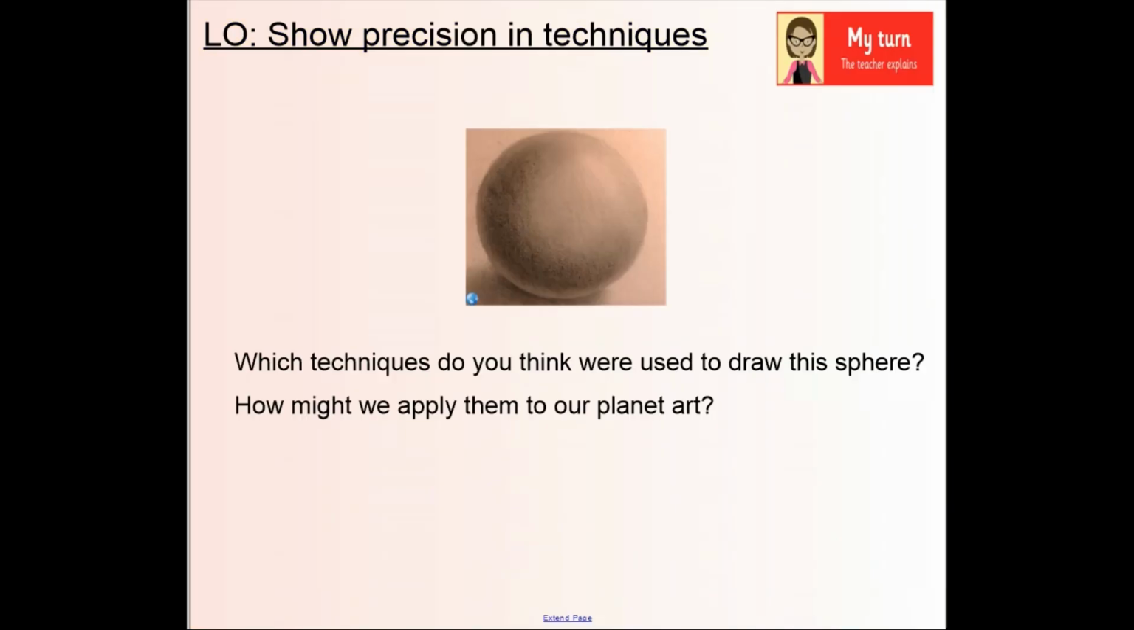Now we're going to have a watch of this video. As you're watching, I'd like you to think about which techniques you think were used to draw this sphere? How might we apply them to our planet? Now, your task today will be to create a sketch of your planet, the planet that you've written about in English. So let's have a watch of this video.